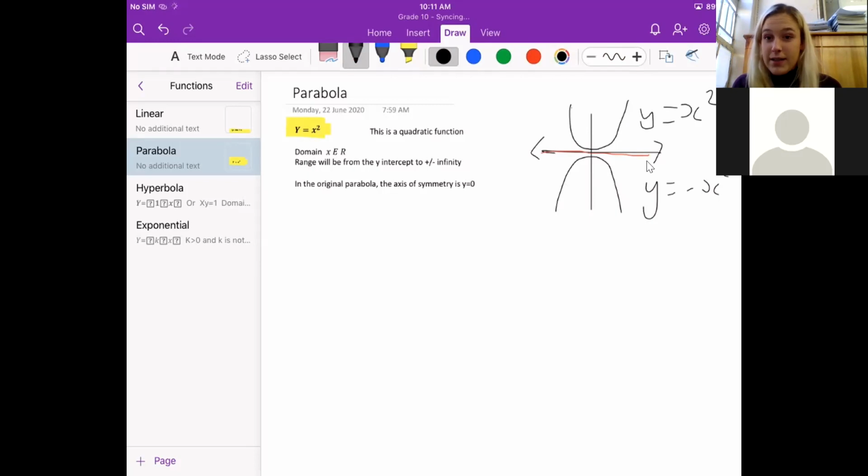Our domain is x ∈ ℝ, because we're looking at our x's. Our range, however, as we can see in each of our functions, doesn't continue all the way up or all the way down. They have a point where they stop. So when we're looking at the range of our positive parabola, our range is from the bottom all the way up until infinity.